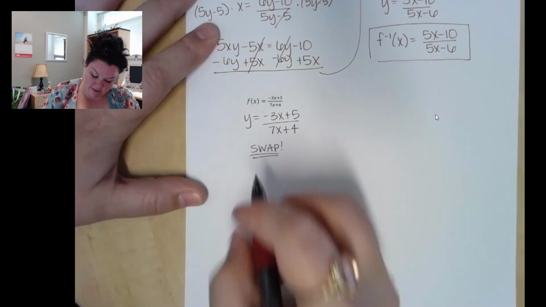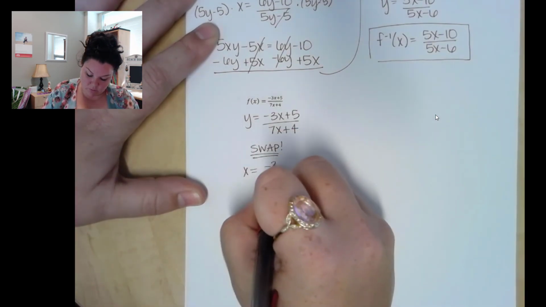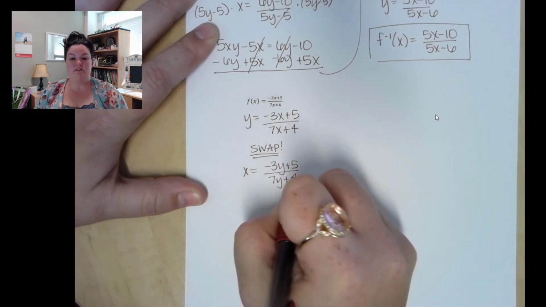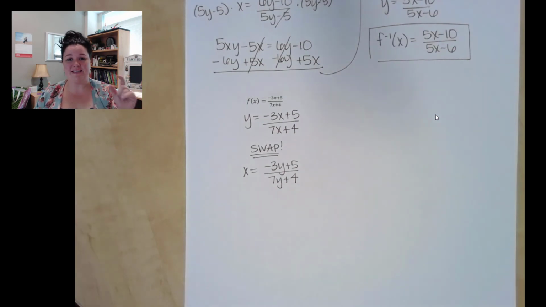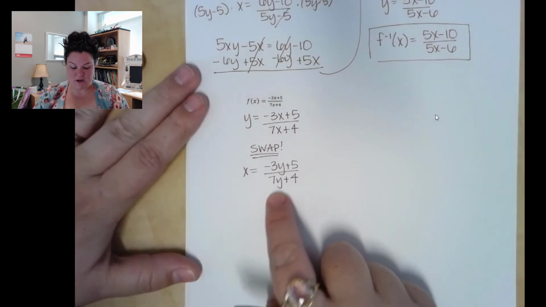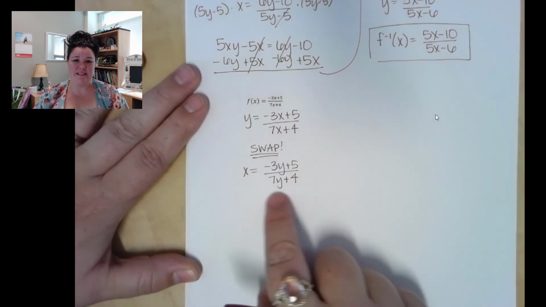which is going to give me x is equal to negative 3y plus 5 over 7y plus 4. So just writing a y everywhere you see an x and an x everywhere you see a y. Now, this is what I want to solve for y. But I can't get these y's together when I have a denominator containing y.